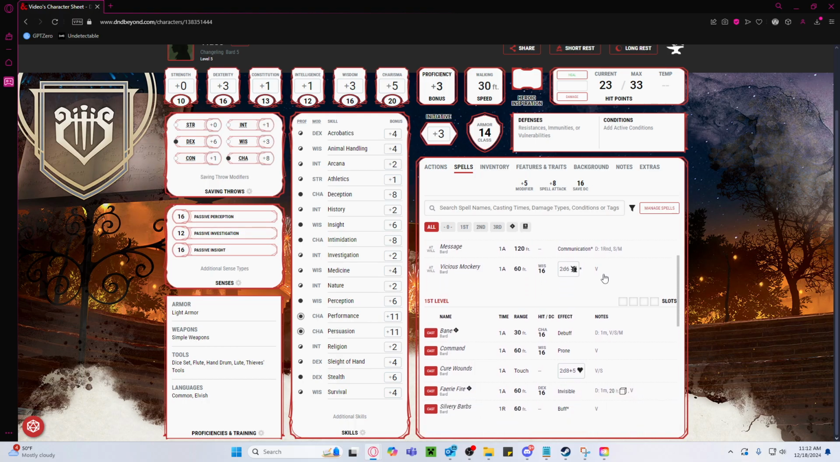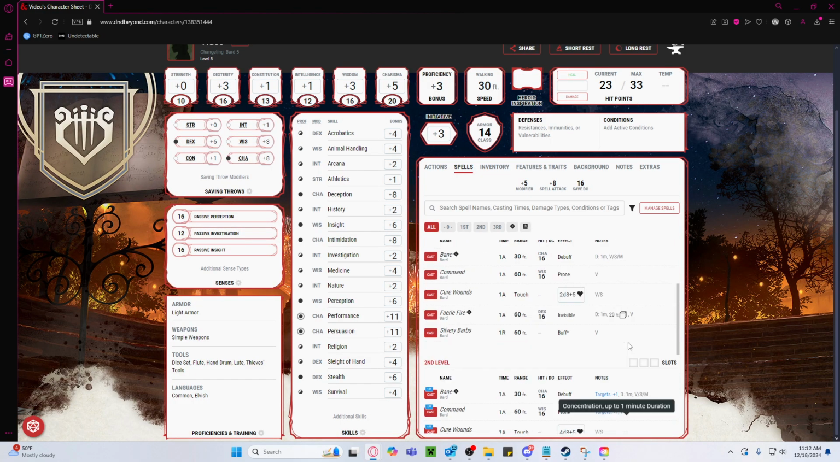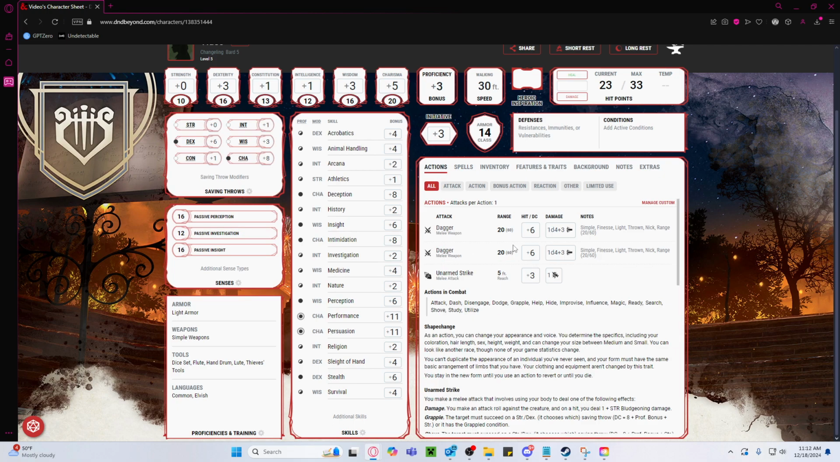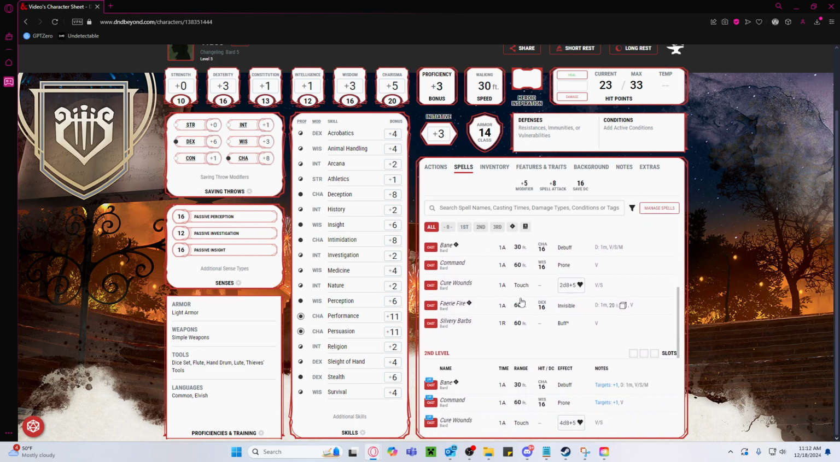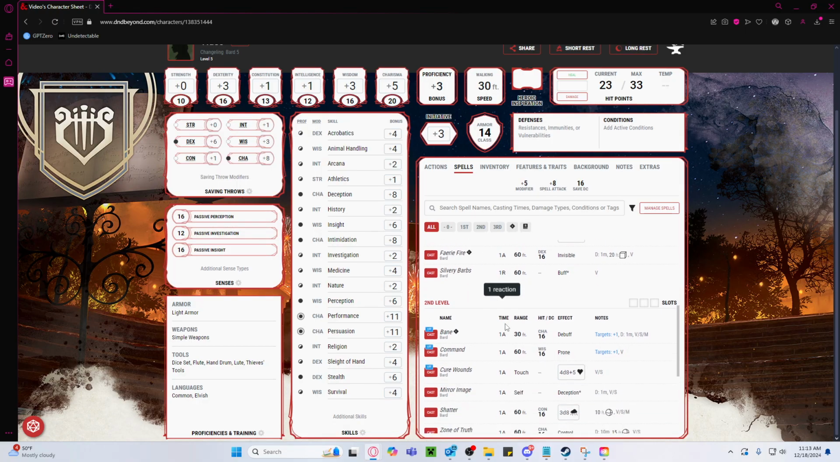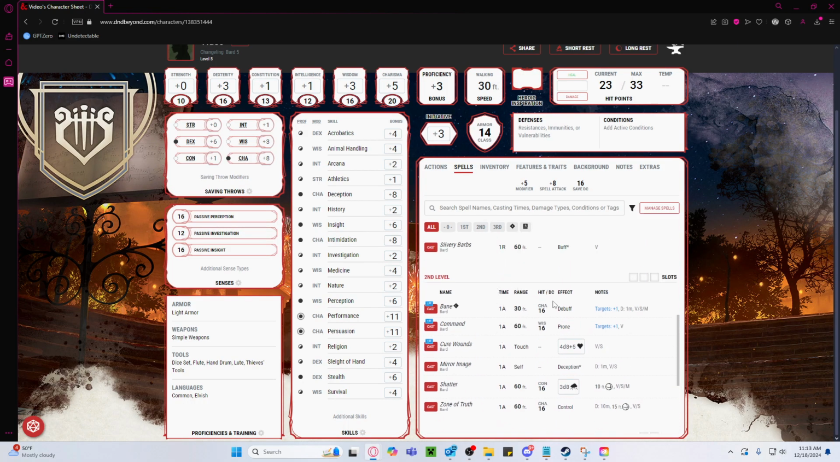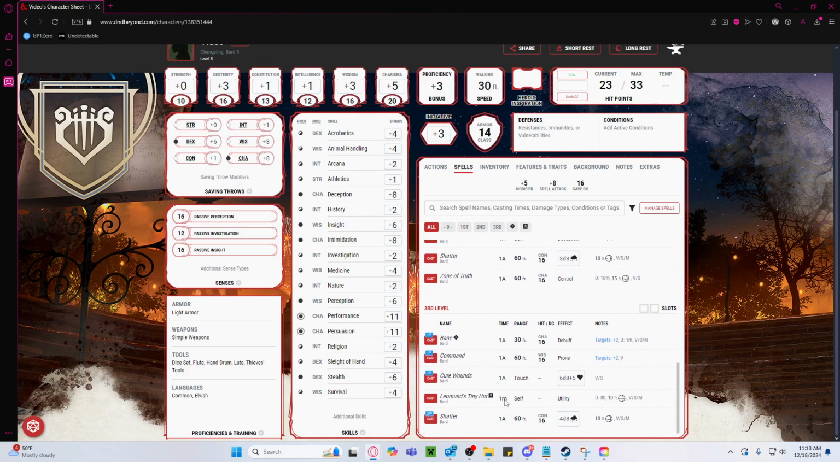Now these kind of work the same way, but some of them are different. So like these 1As, this means this costs one action to cast. So if I didn't want to attack with any of this stuff, I could cast any of these spells. Silvery Barbs, 1R, so one reaction. I don't have any bonus action ones, but if I did, it would just say 1 BA for one bonus action.